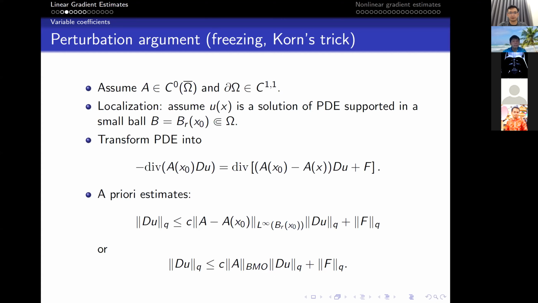But the thing is that here, the left-hand side is a Laplace equation, because this is a constant coefficient. Then the standard a priori estimate goes, right? Gradient U in L^q norm is under control by the L-infinity norm of A minus A(x0) times gradient U in L^q, plus F in L^q, or we can use the BMO seminorm over the matrix. So if this is small enough, then we have the desired estimate. This is a very basic idea.